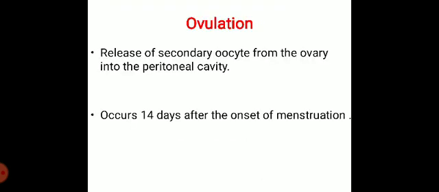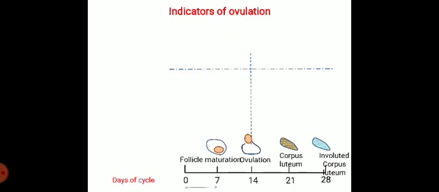The second phase of the ovarian cycle is ovulation. Ovulation refers to the release of the secondary oocyte from the ovary into the peritoneal cavity. It usually occurs 14 days after the onset of menstruation.